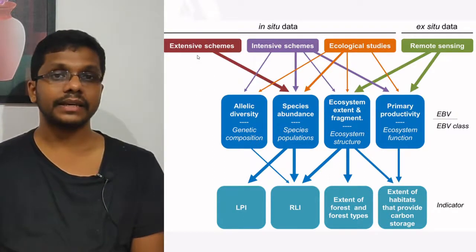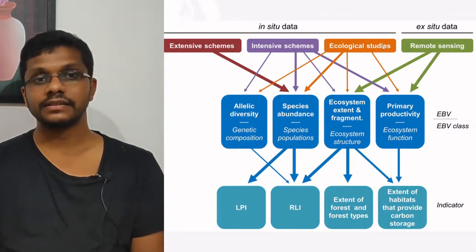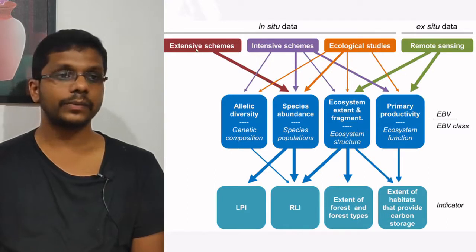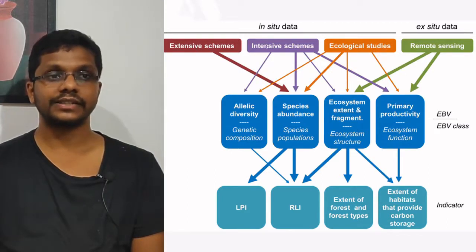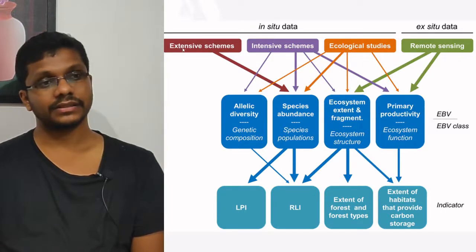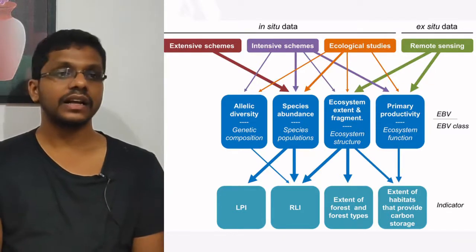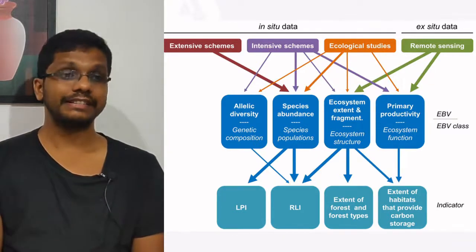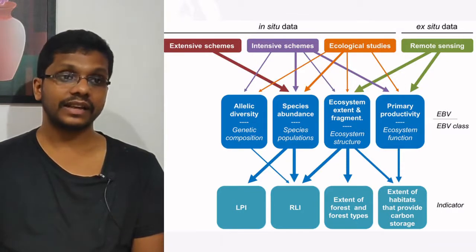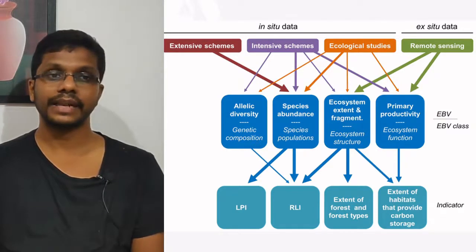So the primary data can be classified into 4 different types: extensive scheme data, intensive scheme data, ecological studies, remote sensing. We already talked about extensive and intensive studies in biodiversity inventory. Extensive studies are used for huge, large geographical areas. It is not that much detailed study. Intensive studies, on the other hand, are done only in selected areas. It is a comprehensive study of all biodiversity parameters.